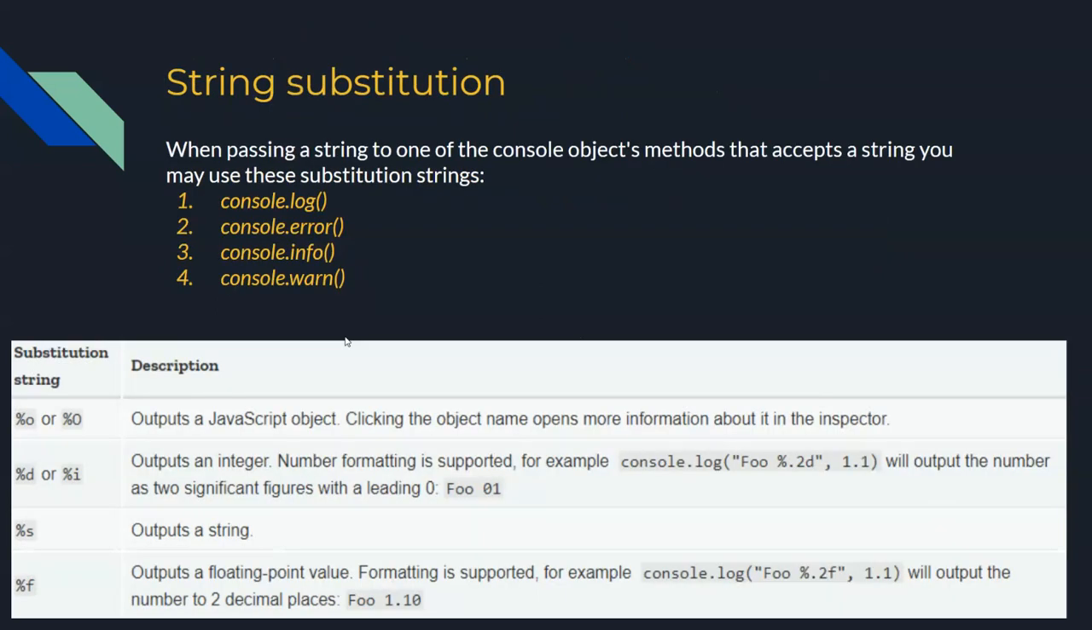And the next one is string substitution. Very important topic from exam point of view. And in the exam they're going to ask different types of features from string substitution in console methods. So just remember, string substitution works only with these four types of console methods: log, error, info, and warning. It means the basic methods. When passing a string to one of the console object methods that accepts a string, you may use a string substitution. And these are different types of string substitution. Let's go and see that; it makes it more clear.